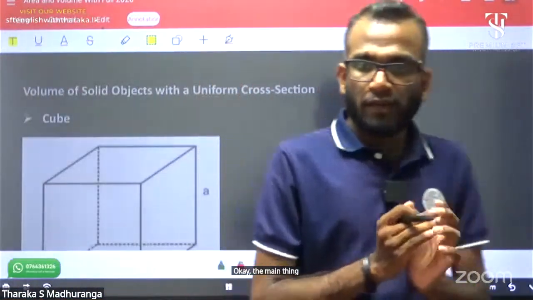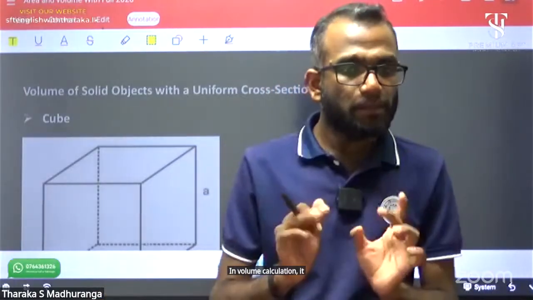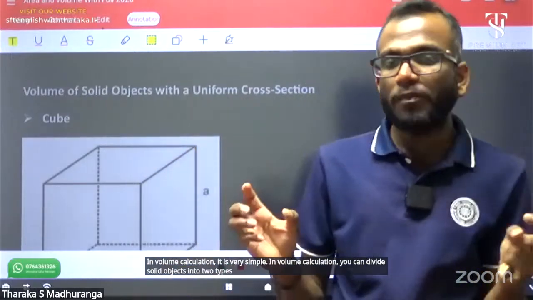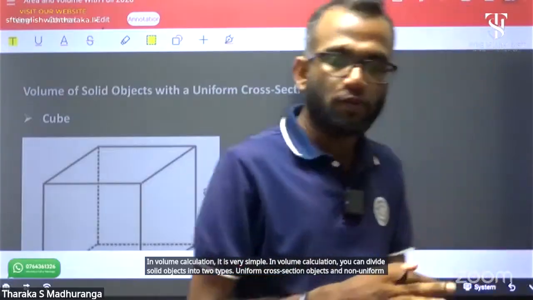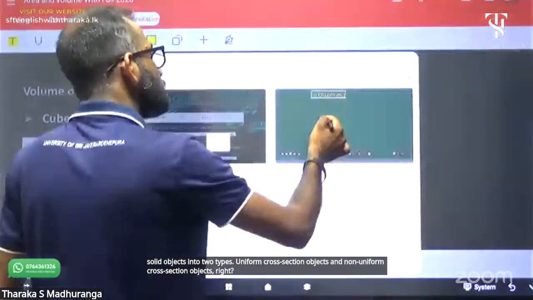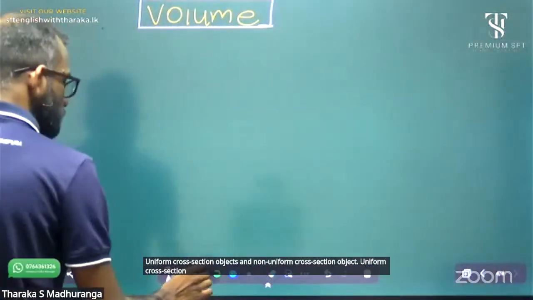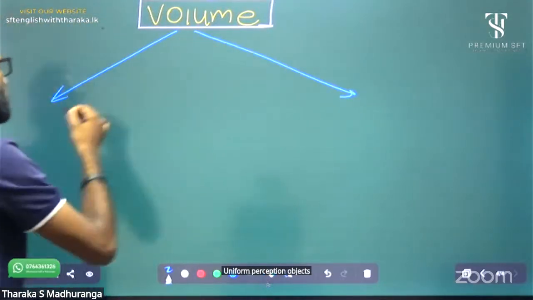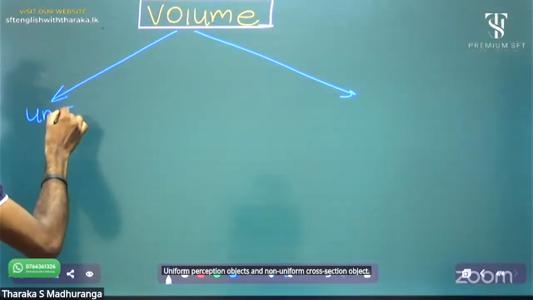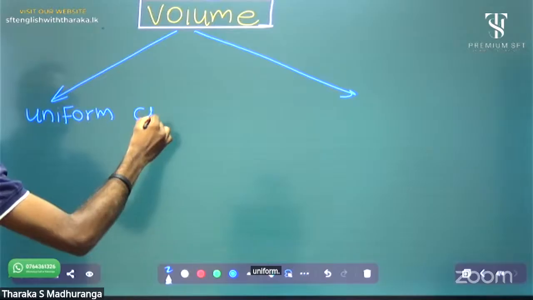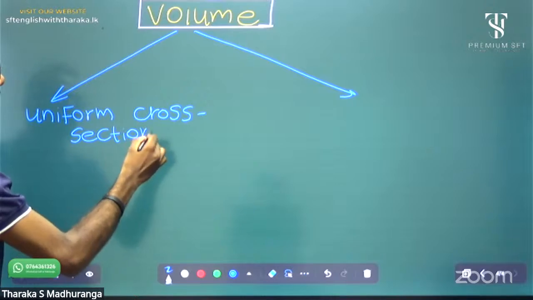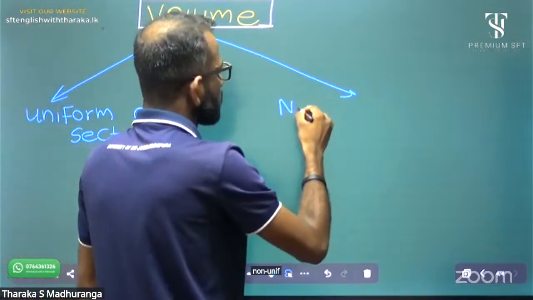Okay, the first one. The main thing in volume calculation is very simple. In volume calculation, you can divide solid objects into 2 types: uniform cross-section objects and non-uniform cross-section objects, right? Uniform cross-section objects mean like this.